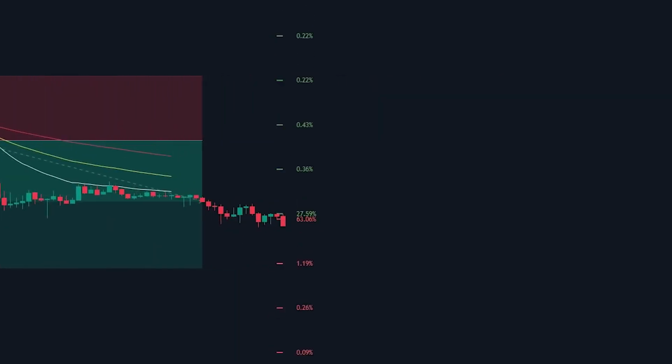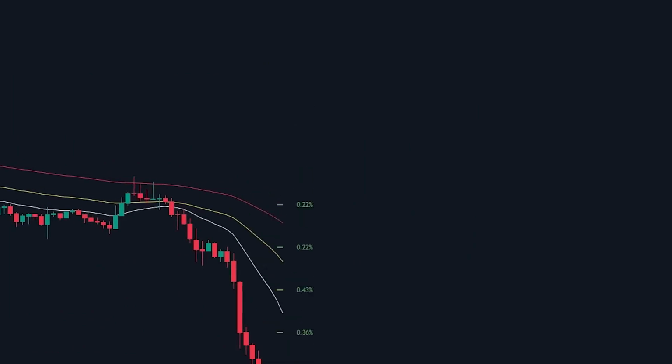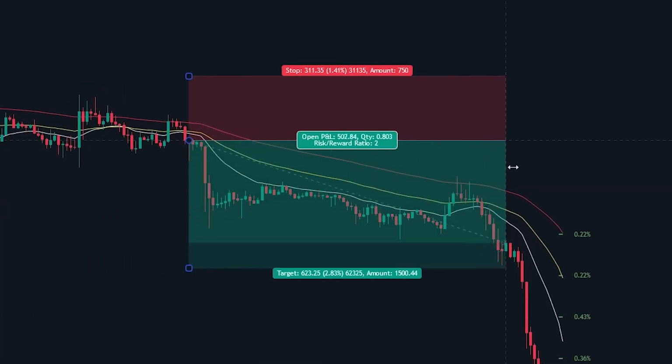I hope you now better understand how the breakout probability indicator can be used, along with how you can integrate it into your own strategies.